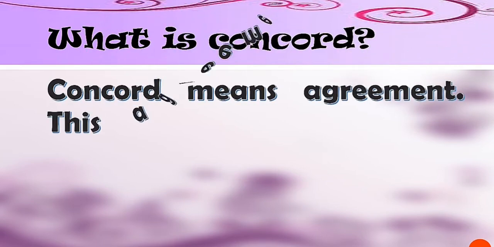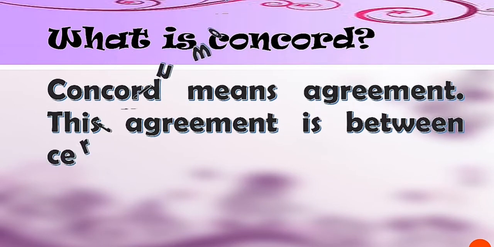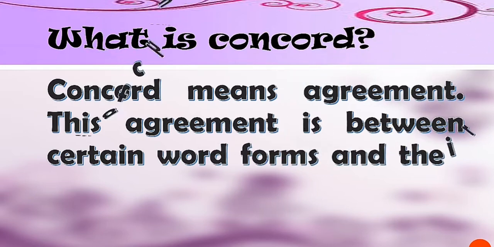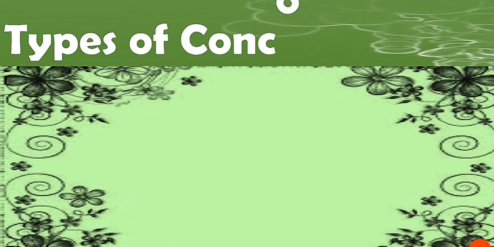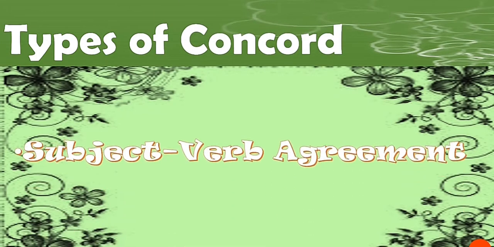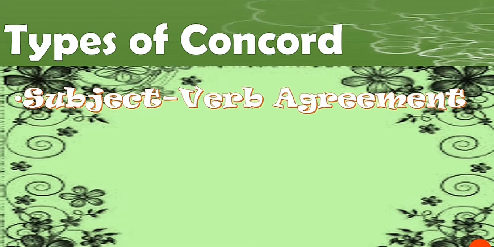What is Concord? Concord means agreement. This agreement is between certain word forms and their matching forms. In other words, in English, there are fixed structures or patterns of use of words. These patterns are what we call patterns of agreement.